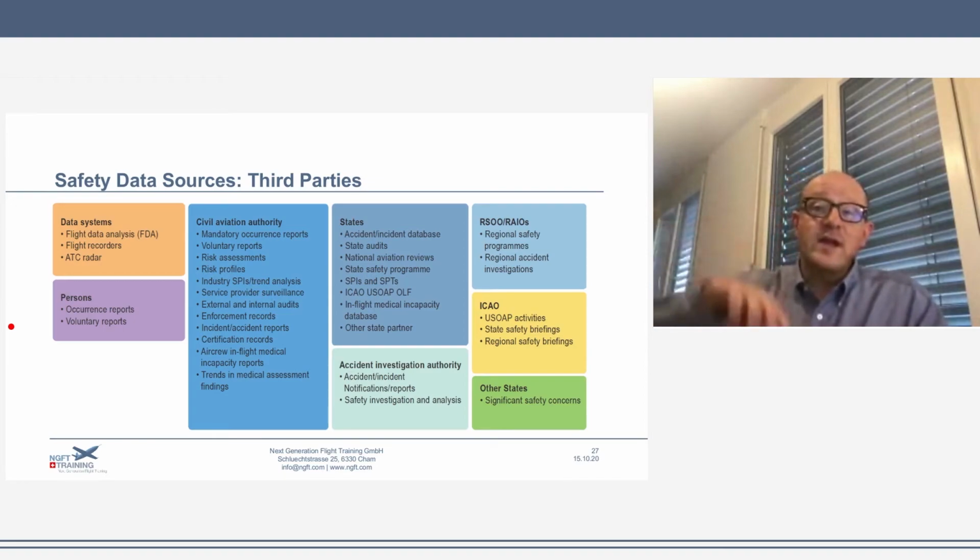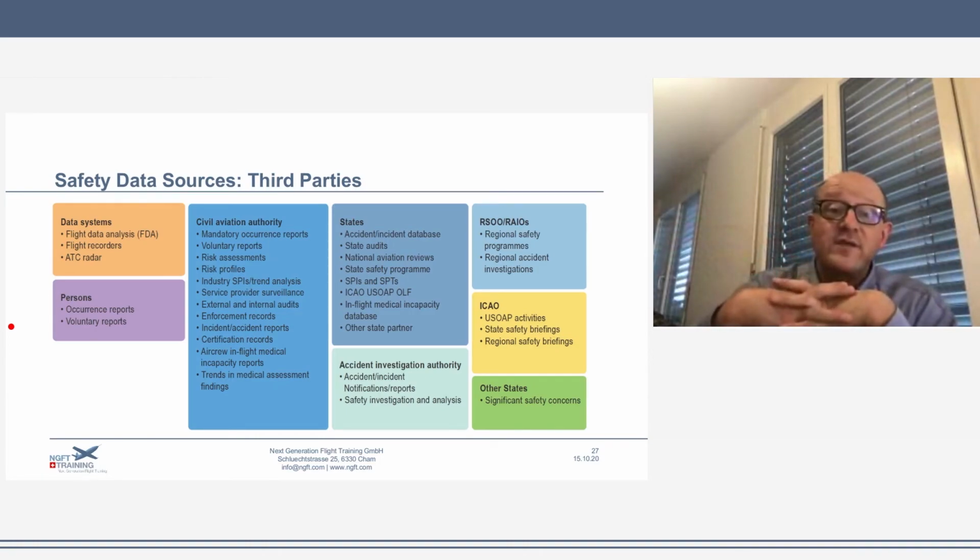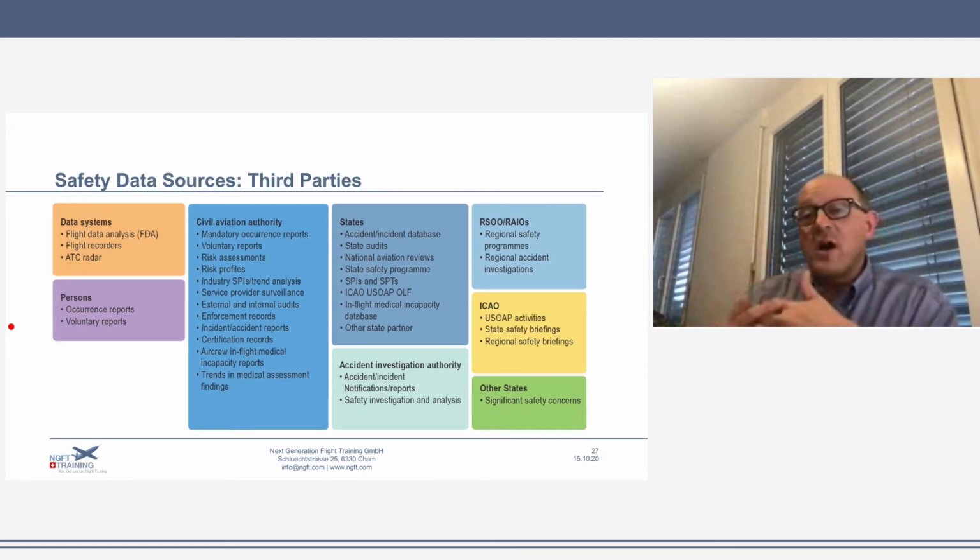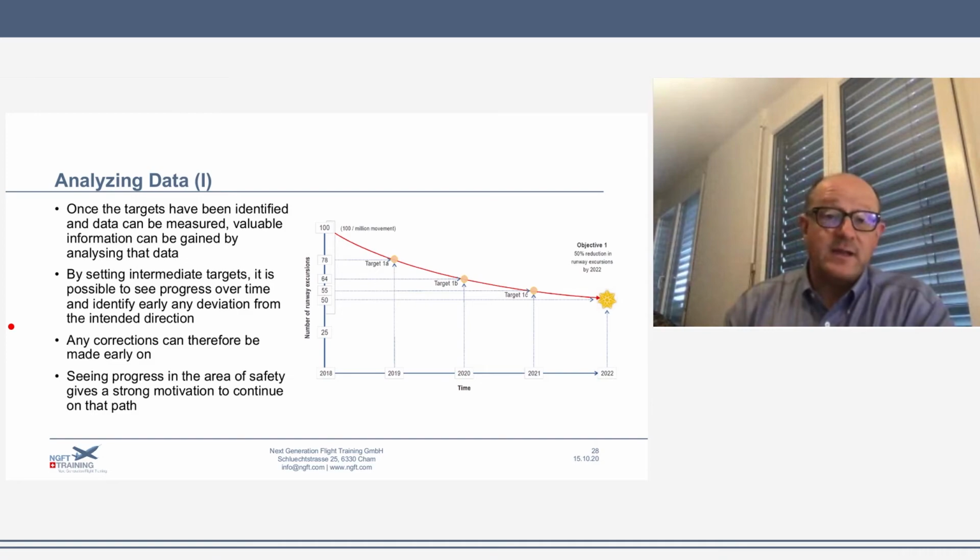So where else can you get data? Can you do benchmarking? Can you compare your performance with that of another company? If you connect with other safety managers, you might be able to start exchanging ideas, because eventually safety is not about competition. Safety is about safety. And I think it makes sense to be able to exchange that data.